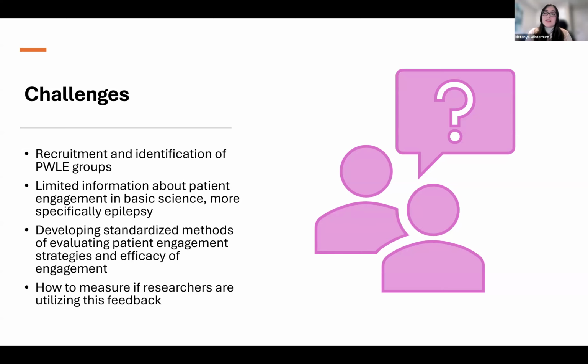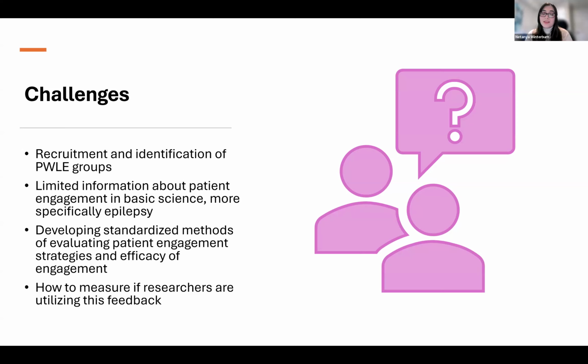Secondly, there's no real consensus on how best to engage patient partnership in research that's applicable to every field of research, especially in epilepsy. This is challenging as we can base our recommendations on different fields of study, different conditions, but this may not apply to individuals with epilepsy.